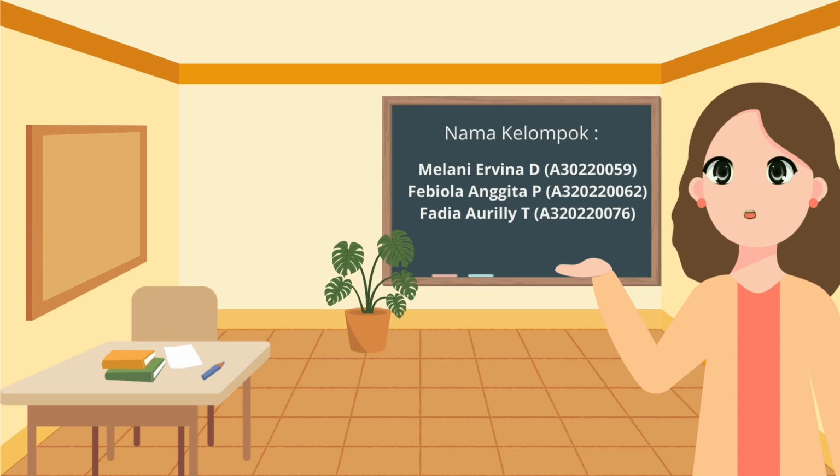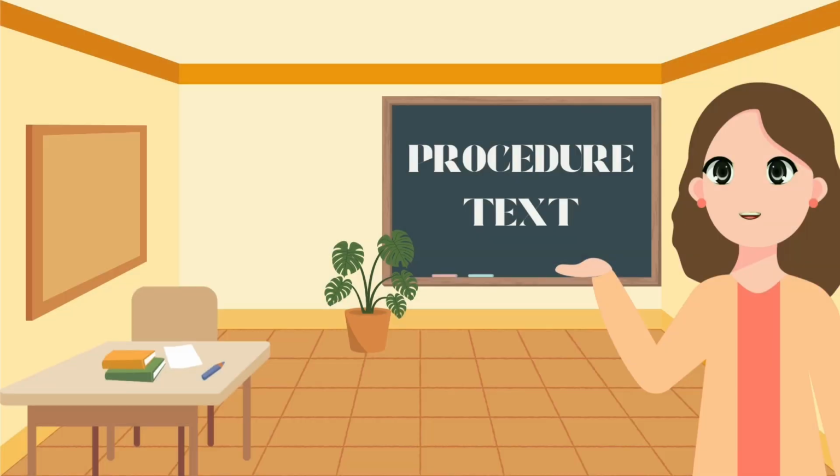Okay, let me introduce my group. First, I'll introduce myself. My name is Melani Ervina. My student number is A320220059. And my friends: Febiola Anggita Putri, her student number is A320220062, and Fadia Aurilly Salsabila, her student number is A320220076. Today, we would like to explain about procedure text.